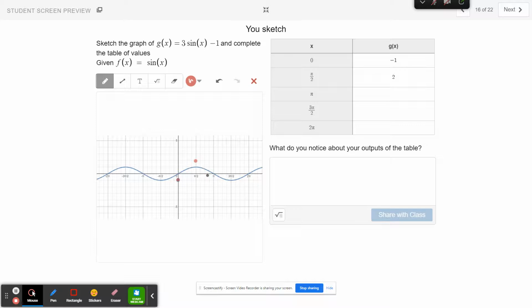All right. And then at pi, it better be the same thing as 0. Should be -1. Let's double check. Sine of pi is 0. 0 times 3 is 0. 0 minus 1 is -1. Okay. At 3 pi halves, what's it going to be? All right. So let me type in -1 in here. Plug in 3 pi halves. Sine of 3 pi halves is -1. Got to multiply that by 3. So 3 times -1 is -3. Minus 1 is -4.